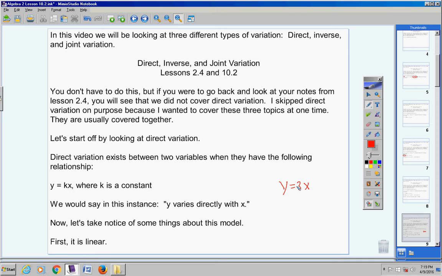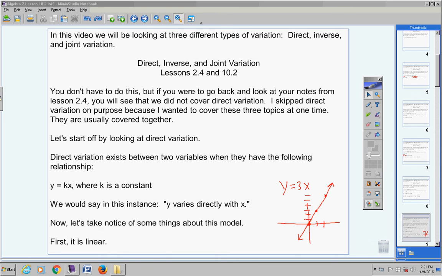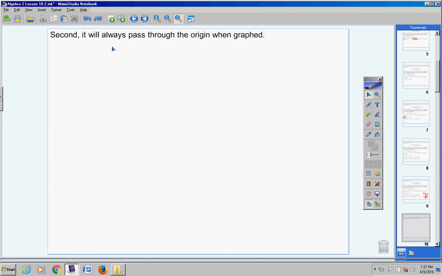If I were to graph this, I'd get a straight line, wouldn't I? If you put 0 in for x, you get out 0: 0, 0. Put 1 in for x, and you get out 3. So 1, 3. Put in 2 for x, and you would get out 6. For y, 2, 6. There we go. A linear graph, okay? So the first thing you need to understand is that a direct variation equation is linear. It is linear.